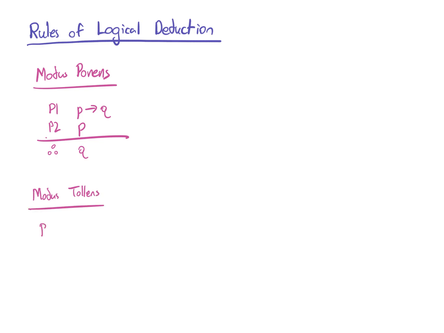So modus tollens says that if one of my premises is P implies Q and the other premise is not Q, then it must be the case that P is not true either. So modus ponens and modus tollens really give you structure for working with implications inside logical deductions.